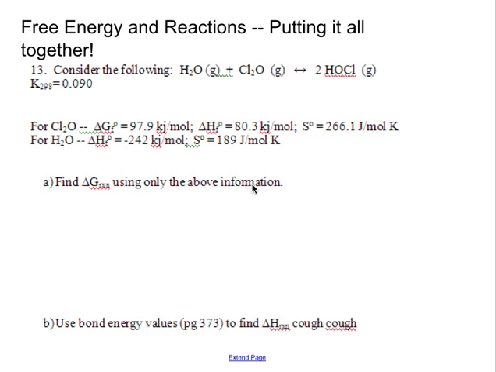So for Cl2O, you have delta G, H, and S. It's as if you're looking at the big data table. You've got everything for your Cl2O. For water, you only have your heat of formation and your S, so you don't have the delta G for water. Find delta G of the reaction, meaning delta G of this whole thing, using only information from above. You can't all of a sudden decide to open up a big table to answer this question. You only can use what they've given you.